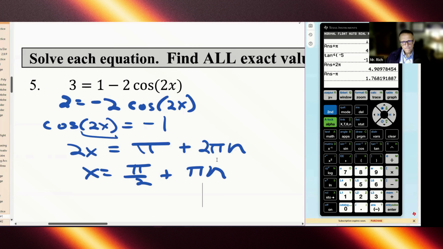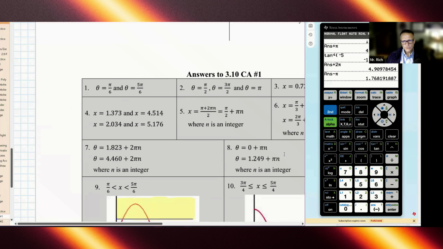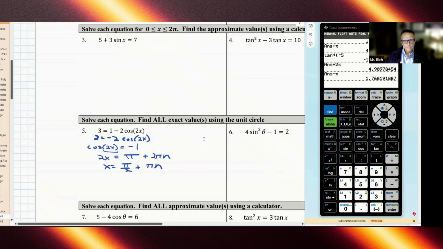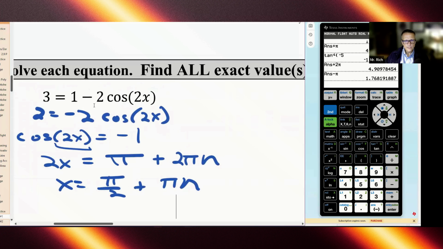That wasn't so bad. Let me see. Let's make sure that's our answer. Pi over 2 plus pi n. Yeah, that's it. All right, there's a little bit more to them. That is finding all exact values. It's just one of those kinds of problems that you have to work many, many examples until you see the whole breadth of things that could happen to you when you're trying to find all exact values.